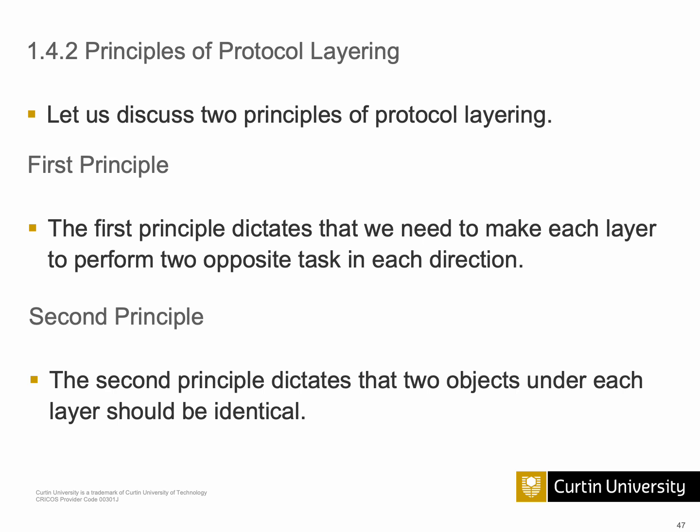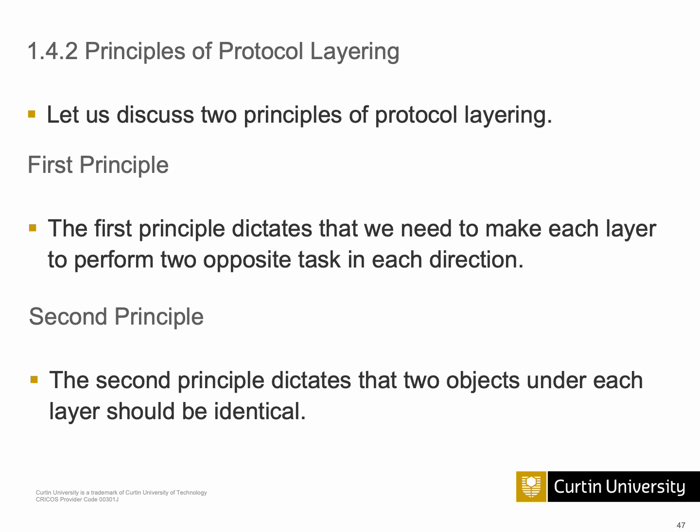Now we'll discuss principles of protocol layering. We have two principles. The first one is that if we want bidirectional communication, we need to make each layer so that it can perform two opposite tasks. For example, the third layer's task is to listen and talk. So in one direction it is listening, in the other direction it is talking.